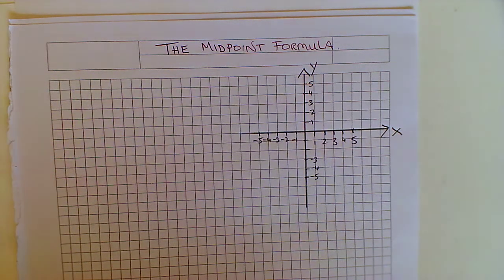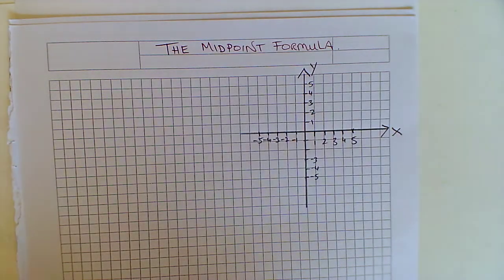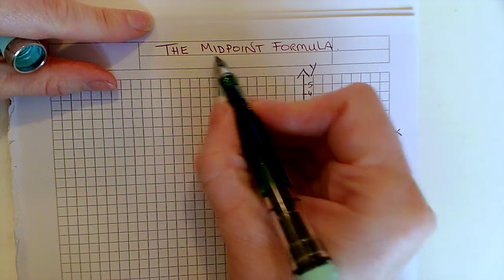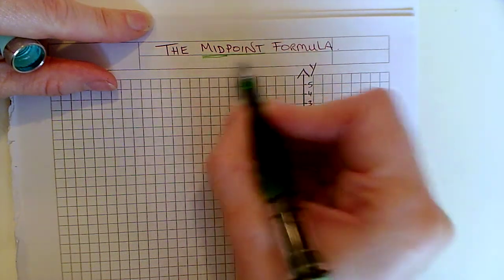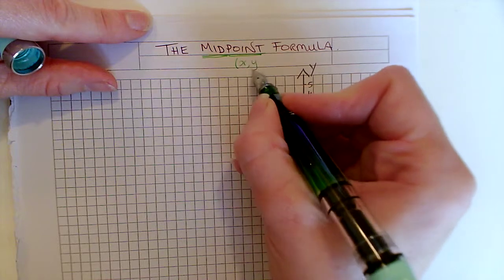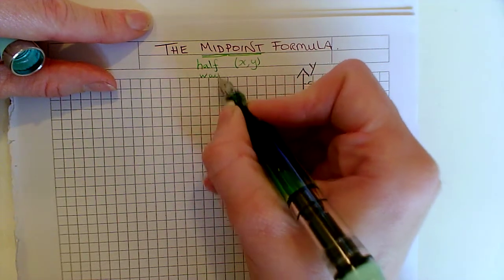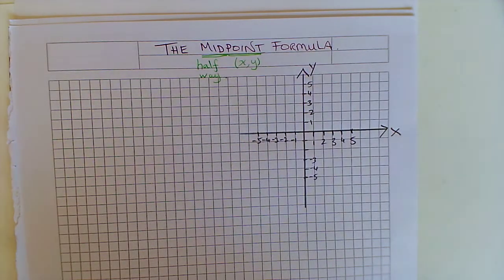Okay, so we're going to move on and do some work that's a little bit more useful than just plotting the individual points themselves. We're going to start to look at something called the midpoint formula. Even just looking at the word itself, midpoint, what do we think this might mean? Mid and point. So we're going to get a point in our answer, an x comma y answer, and mid means halfway. So we're going to be looking for the halfway point between two other points.